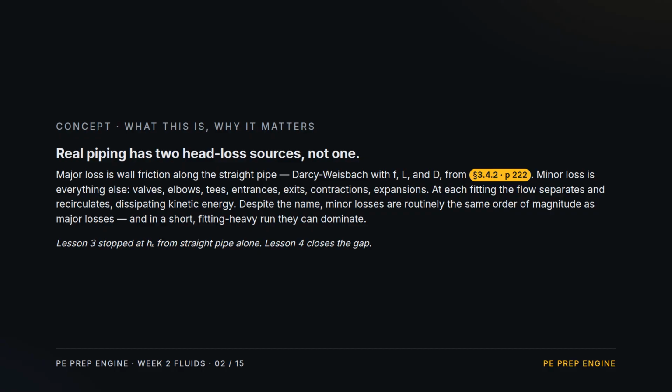Major loss is wall friction along the straight pipe, the Darcy-Weisbach term from Lesson 3. Minor loss is everything else: valves, elbows, T's, entrances, exits, contractions, expansions. At each fitting, the flow separates and dissipates kinetic energy. Despite the name, minor losses are routinely the same order of magnitude as wall friction, and in a short fitting-heavy run, they can dominate.